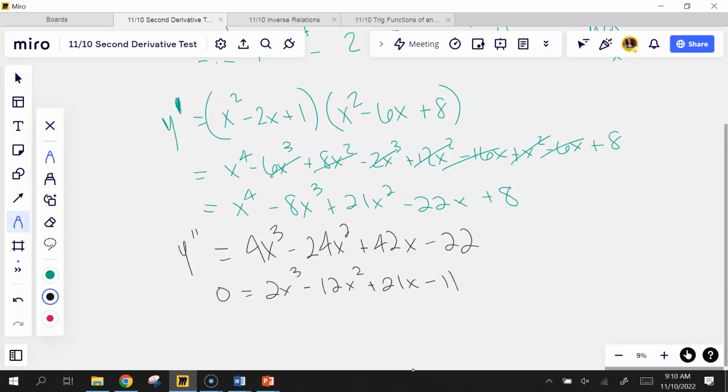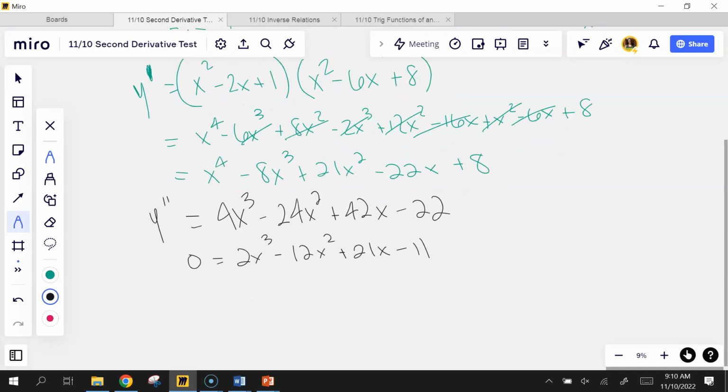I can't group it. No, I need a PRC. I don't know how else to do it. Do you know any other way to factor it and find what x equals without PRCing it? Me neither.